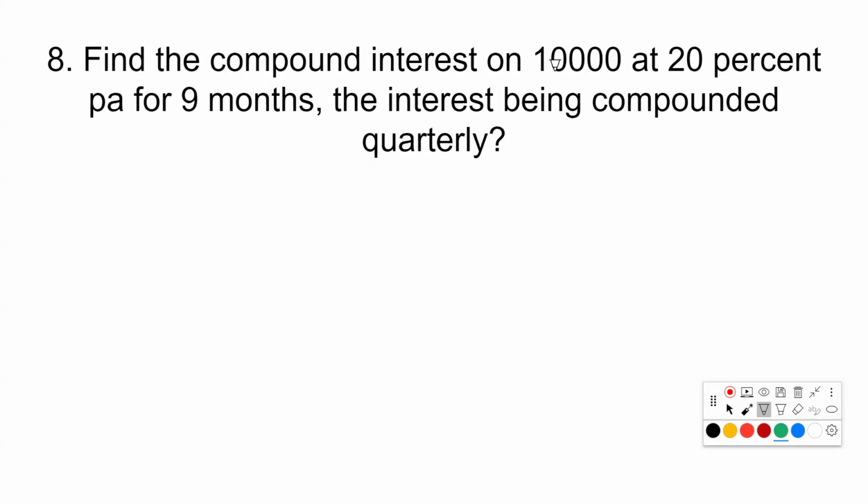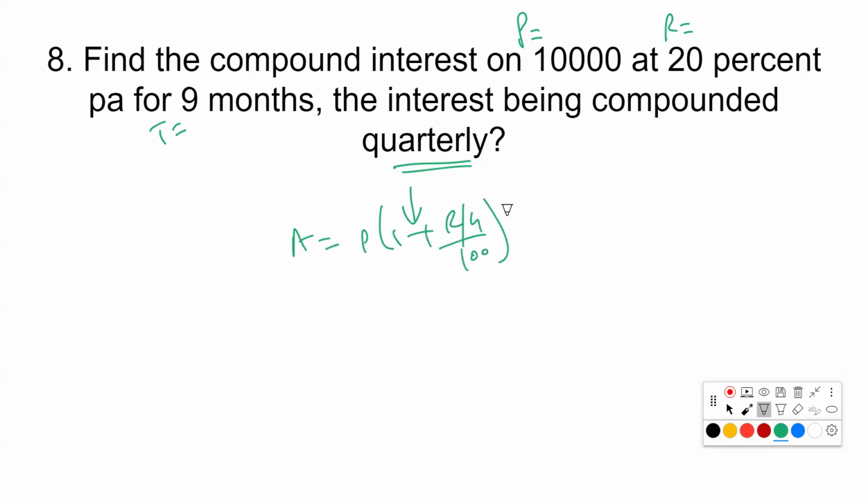So again, you have your principal here. Rate of interest is 20%. Please be careful. Time you have to calculate only for 9 months. And interest being quarterly. What is quarterly formula? Amount is P into 1 plus R by 4 by 100 power 4 times. This is your basic quarterly formula.